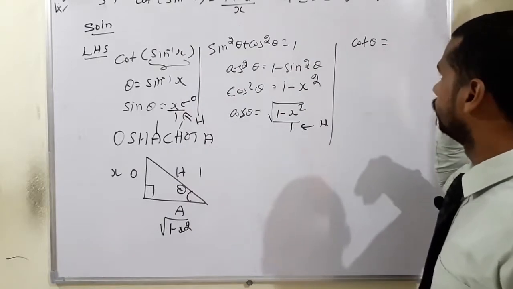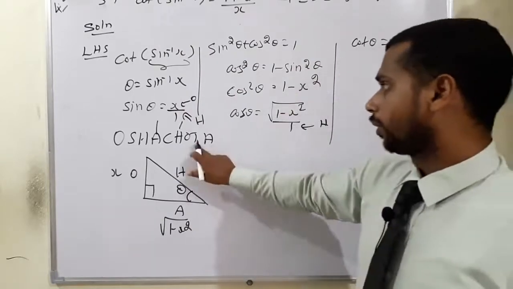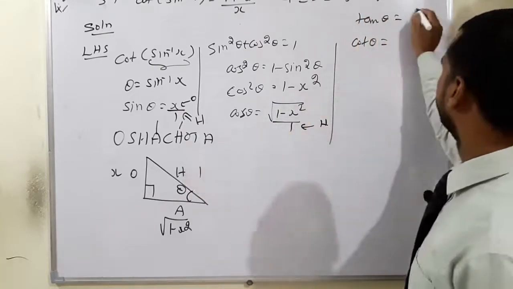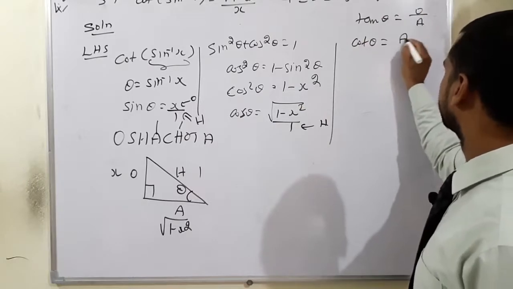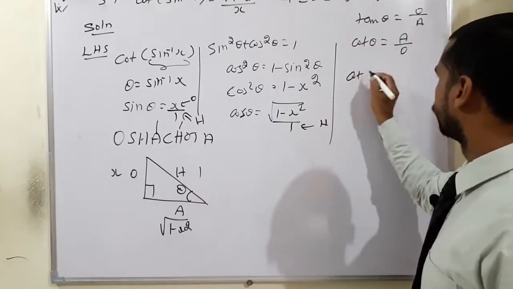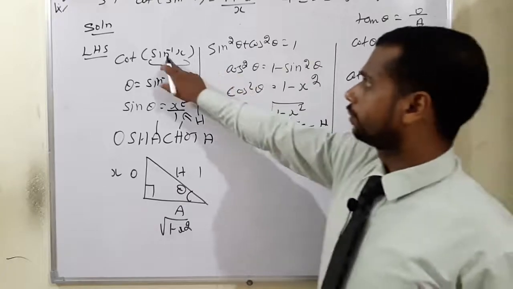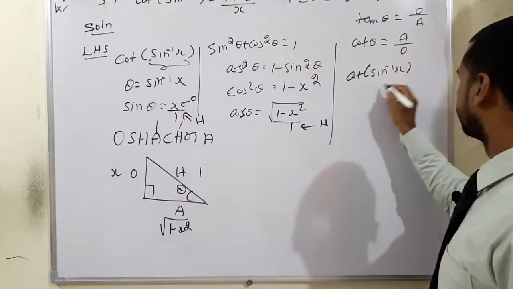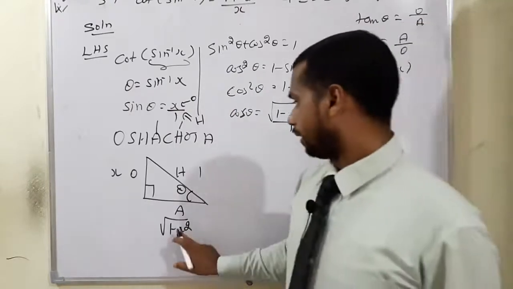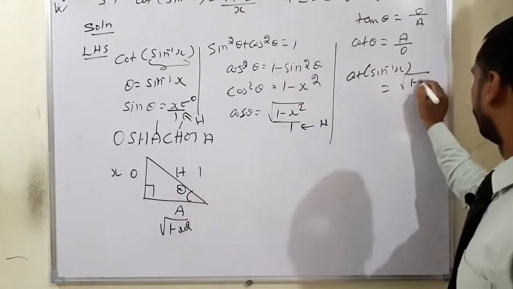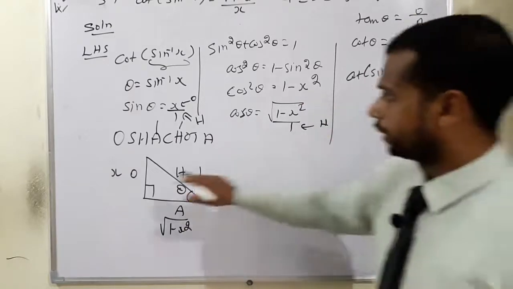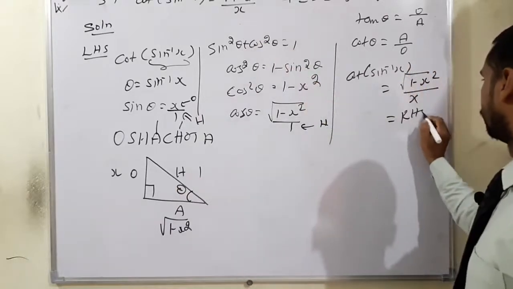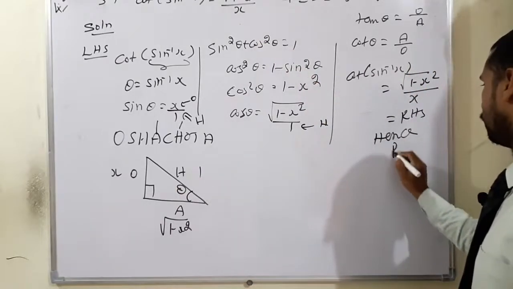What is the meaning of cot theta? Reciprocal of tan. Tan theta is equal to opposite divided by adjacent. Therefore, cot theta means adjacent divided by opposite. Instead of theta, we consider sin inverse x. Therefore, cot sin inverse x is equal to adjacent, square root of 1 minus x square, divided by opposite x. This is our RHS. Hence proved.